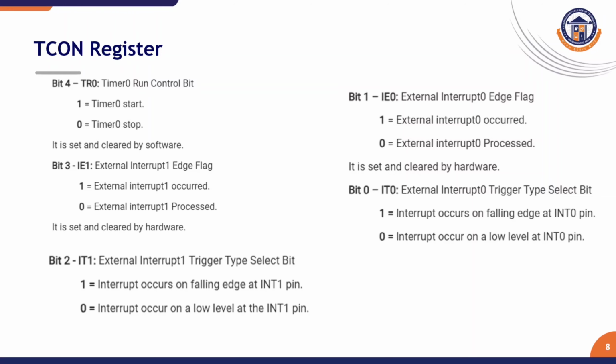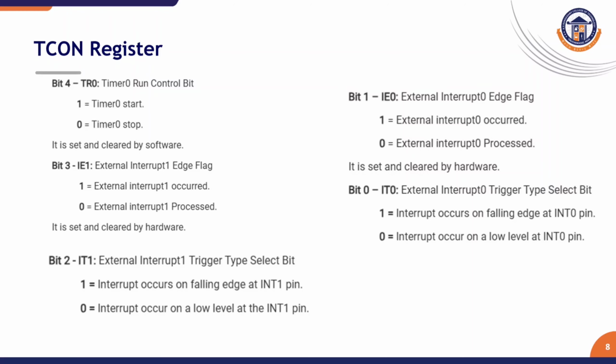Bit 3, IE1, external interrupt 1 edge flag. If 1, external interrupt occurred. If 0, external interrupt processed. Next is bit 2, IT1, external interrupt 1 trigger type select bit. If 1, interrupt occurs on the falling edge at the INT1 pin. If 0, interrupt occurs on a low level at the INT1 pin.